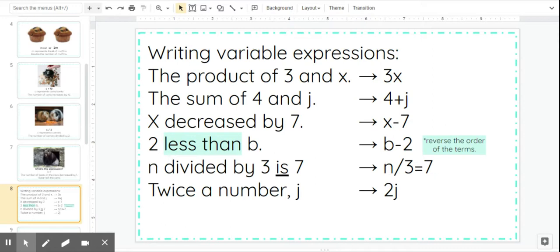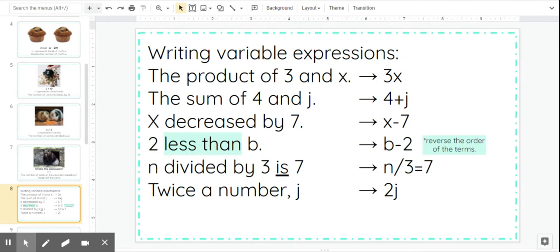The sum of 4 and j, sum means add. So it's 4 plus j. X decreased by 7. Decreased by means subtract. So it's going to be x minus 7. Here's a silly one. 2 less than b. Whenever you say less than, you're comparing it to something else, and you have to actually start with that something else. So you have to reverse the order of the terms, and this one would become b minus 2.